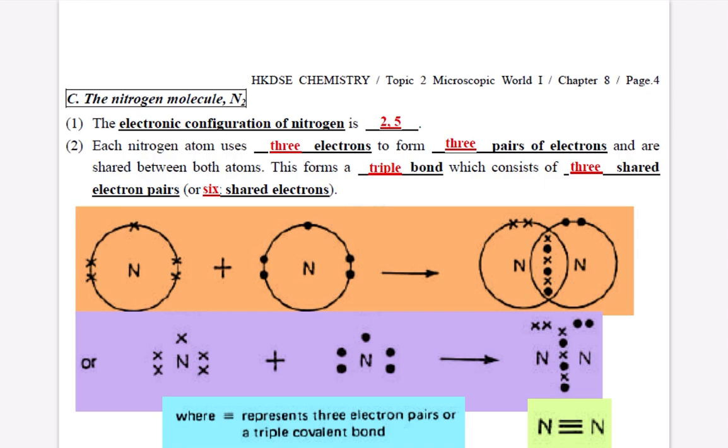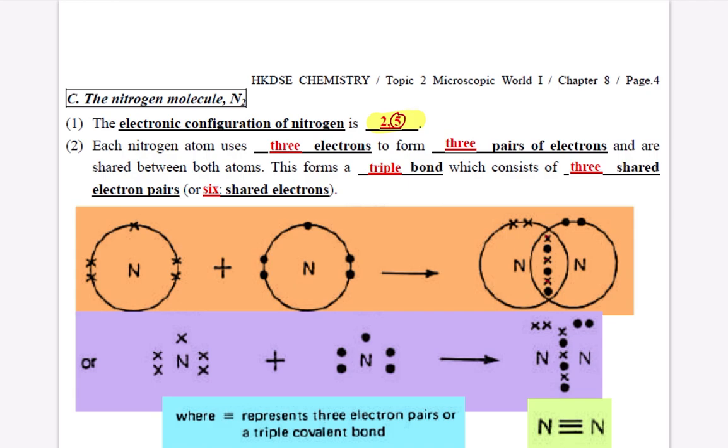Okay, for N2, so how can N2 form? First of all, N is 2,5. So 3 electrons are needed for each N. So then they will share 3 electrons out. Because N has 5 electrons first in the outermost shell, but for each N, they share 3 electrons out.